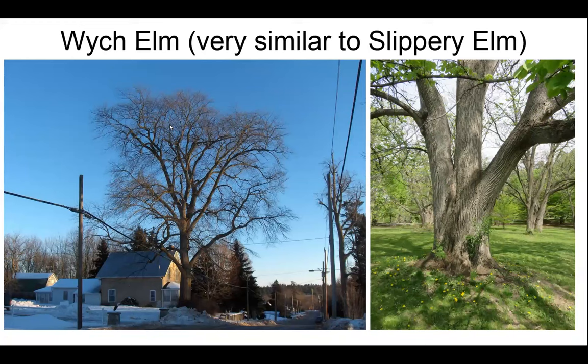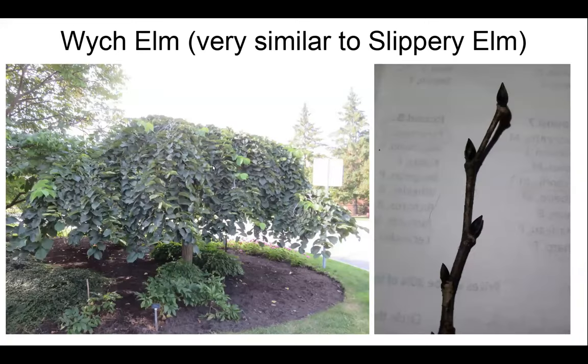Witch elm, as I mentioned, is very similar to slippery elm. We'll talk about why later. This is a large one in Lynn, Ontario, full size, a nice example of it. And then here's one at the Dominion Arboretum. Its scientific name is glabra, meaning smooth, which I believe refers to the bark being relatively smooth and less deeply furrowed than most other elms. Often it's seen also as a weeping variety called camperdown elm. So if you see a weeping, kind of weeping mulberry type looking thing, that's an elm. It's almost definitely camperdown elm, which is a selection of witch elm.